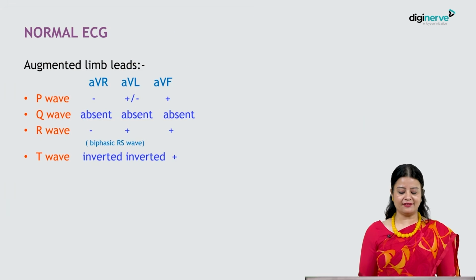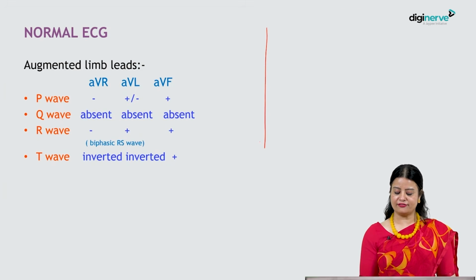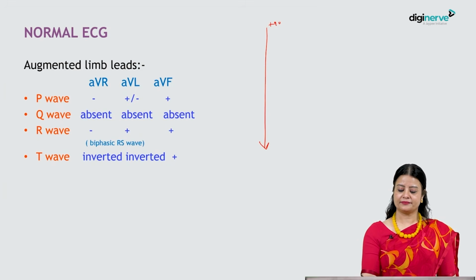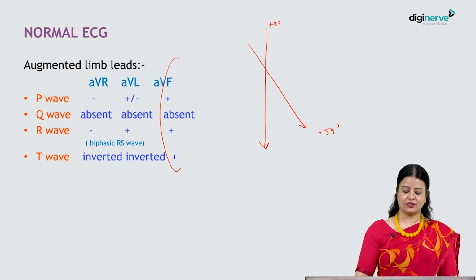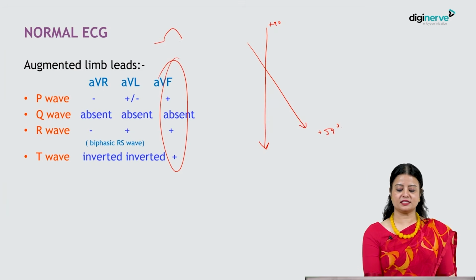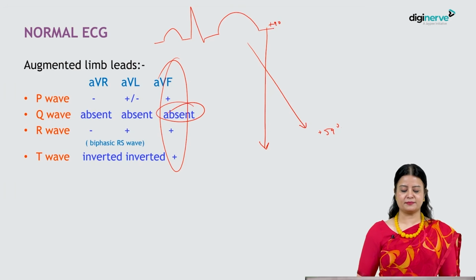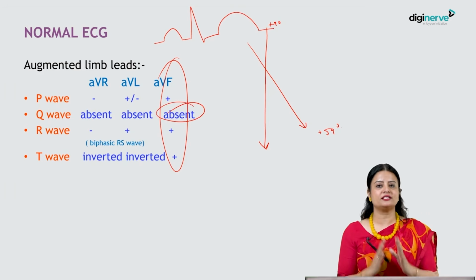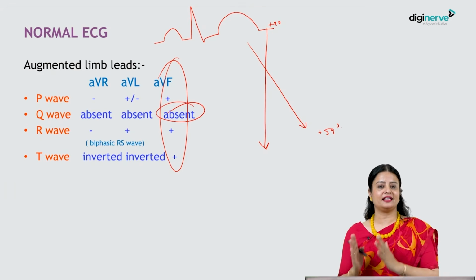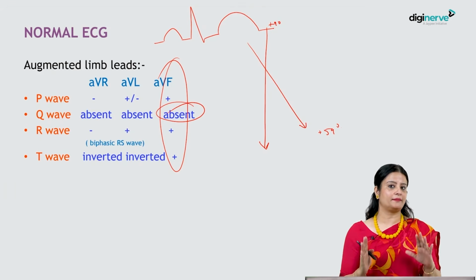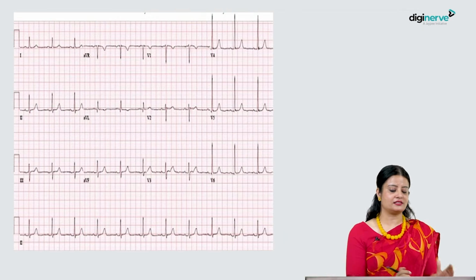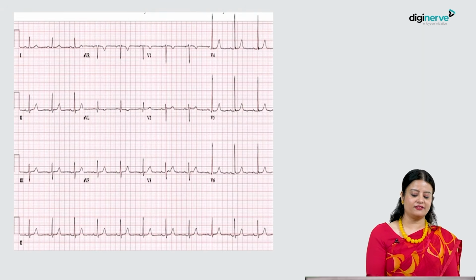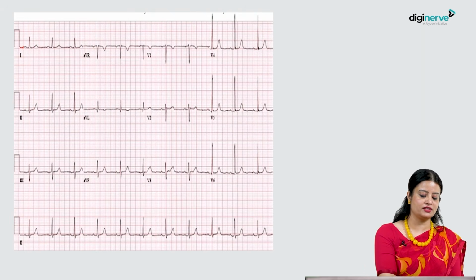Now coming to the AVF, the direction of AVF is plus 90 degrees, which is very close to the mean cardiac axis. Hence, all the waves are positive, the positive P, R and T wave. Again, the Q is absent. So we have seen that in leads 1, 2, 3, AVR, AVL, AVF, the Q wave had been absent. So let's quickly look at the ECGs of these leads. I'm going to just redraw this.